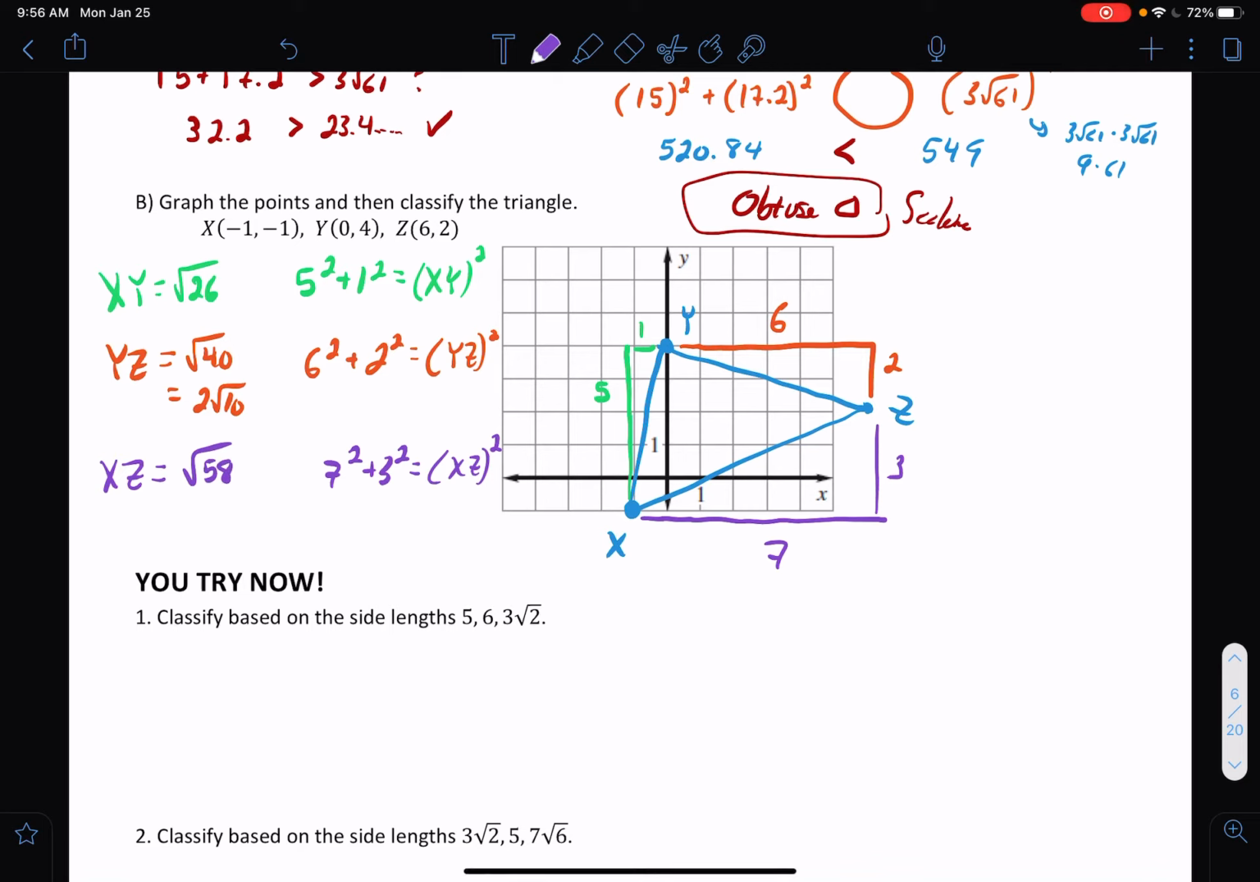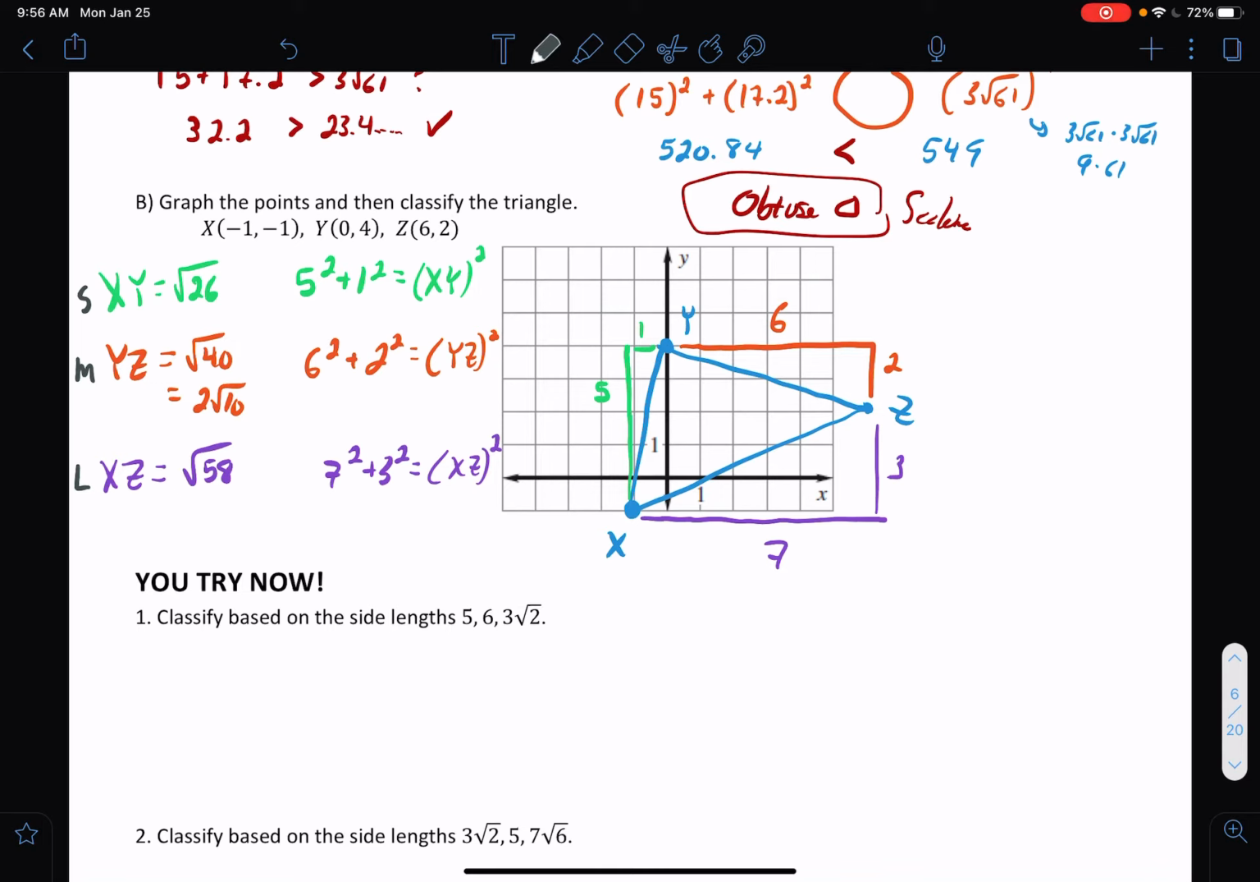Okay? So we've got the side lengths now. And when they're in their unsimplified form, we can tell what is the small, medium, and large. XY is the small, YZ is the medium, XZ is the large side. Square root of 26 is smaller than square root of 40, and square root of 40 is smaller than the square root of 58. So now we can see the relationship between a squared plus b squared and c squared, because that's going to determine what type of triangle this is.